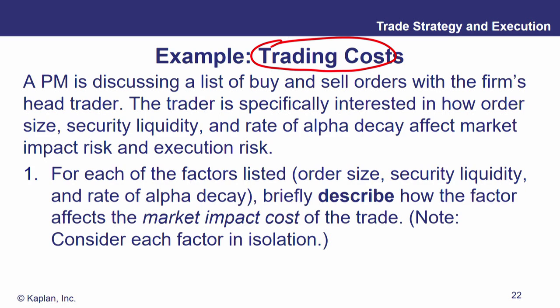Now the question is, for each of the factors listed, order size, security liquidity, and rate of alpha decay, we want to briefly describe how the factor affects the market impact cost of the trade. So these three factors, how do they impact the market impact cost of the trade? And we want to consider each of these in isolation. Okay, so let's answer question 1 first.